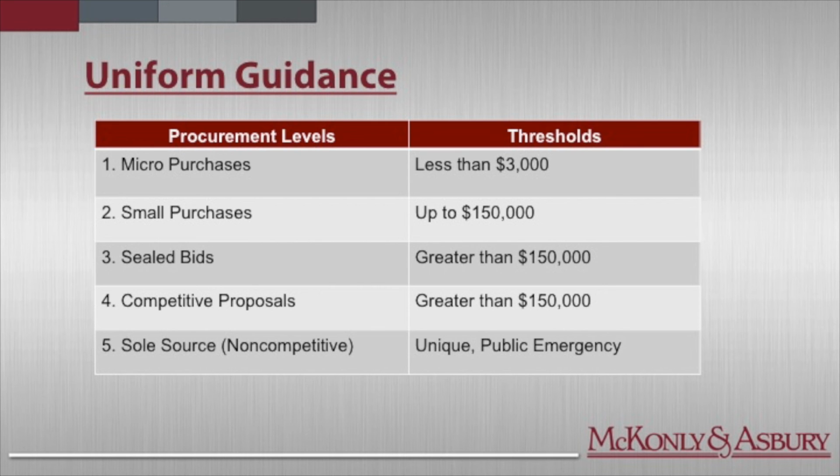When you get to $150,000, you become subject to what's called the simplified acquisition threshold. The current threshold is $150,000, and here informal procedures are considered acceptable. However, price and rate quotes must be obtained from an adequate number of sources. So even though the procedures might be less formal than what a competitive proposal or a sealed bid process would be, you still have to do due diligence and go out there and get a number of price and rate quotes for those purchases that fall between $3,000 and $150,000.